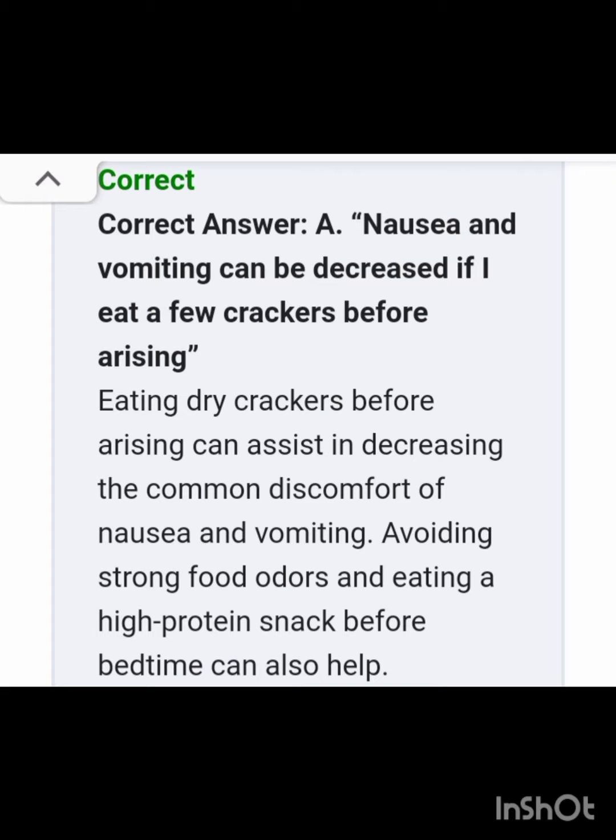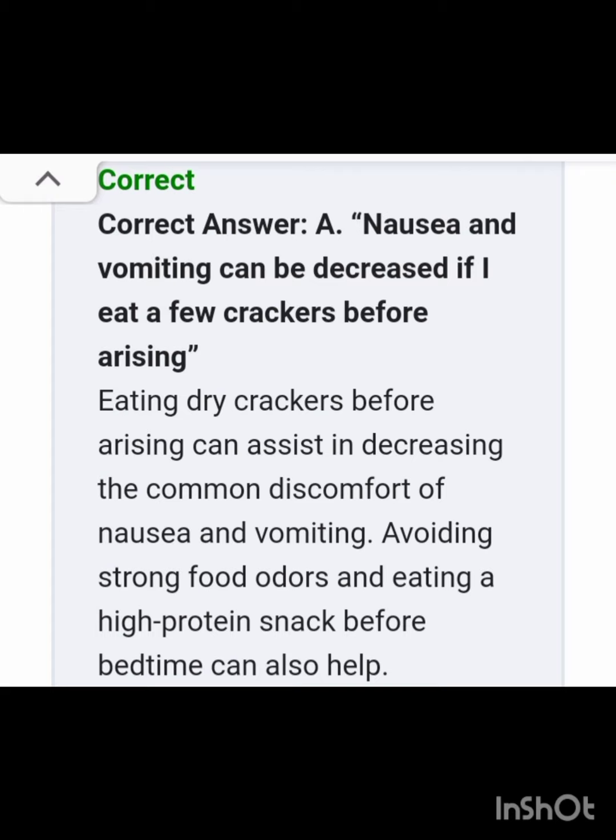So eating dry crackers before arising can assist in decreasing the common discomfort of nausea and vomiting. Before arising means before the feeling of nausea and vomiting arises. So if we have some crackers, or even dry chips, then there is a chance of avoiding nausea and vomiting.